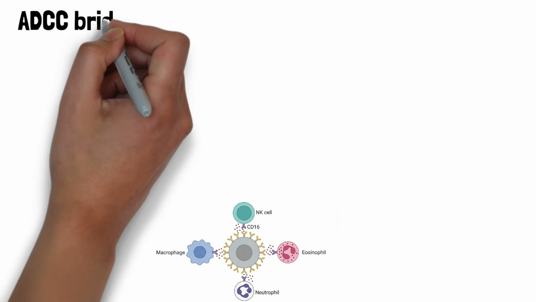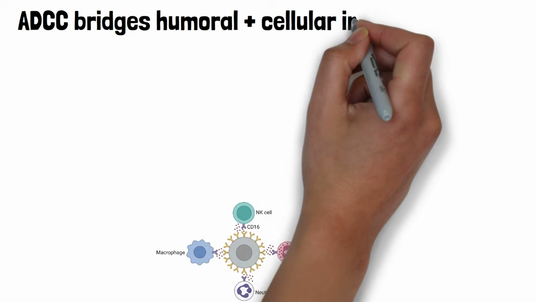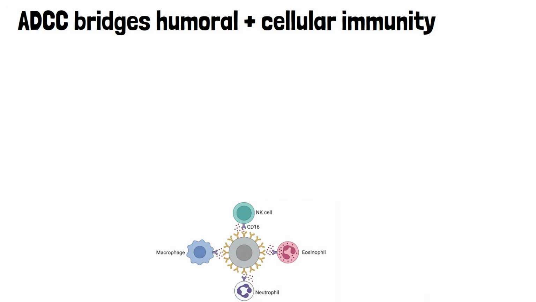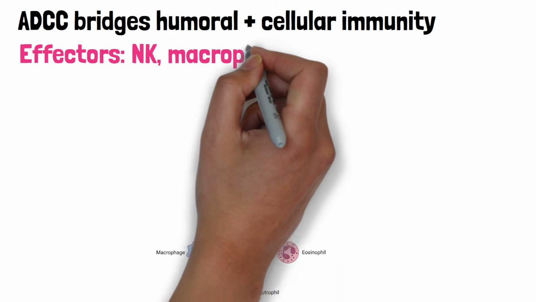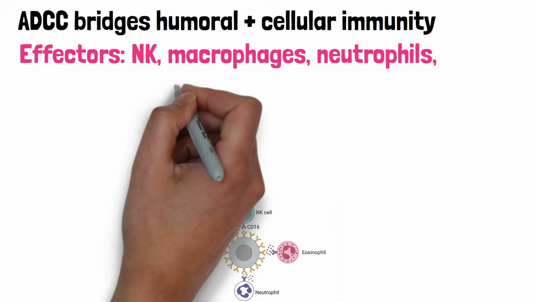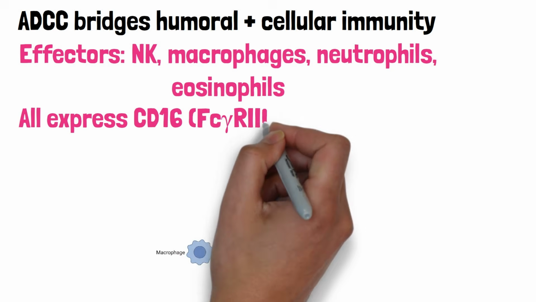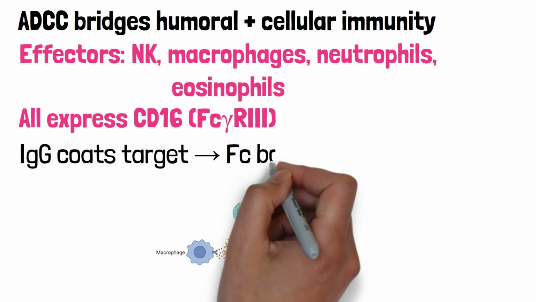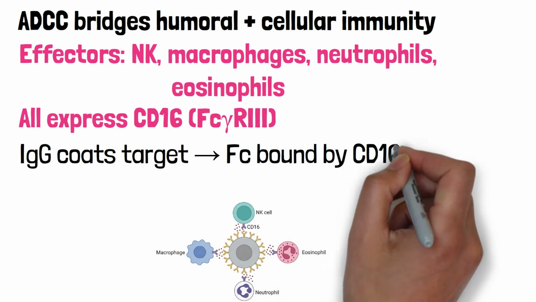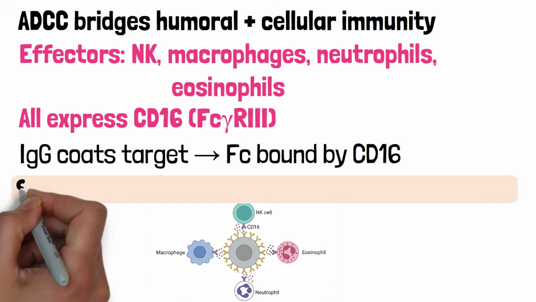Now that we understand CD16, we can talk about ADCC, Antibody-Dependent Cell-Mediated Cytotoxicity, which literally bridges your humoral and cellular immune responses. The effector cells here aren't just NK cells. Macrophages, neutrophils, and eosinophils can all do this too, because they all express CD16 or FcγR. When IgG antibodies coat a target, say a virus-infected cell or a tumor cell, that Fc region gets recognized by CD16, and that triggers cytotoxic granule release and lysis of the target.